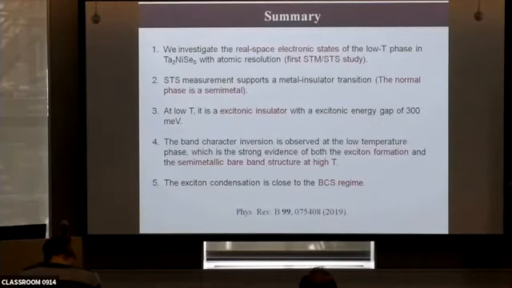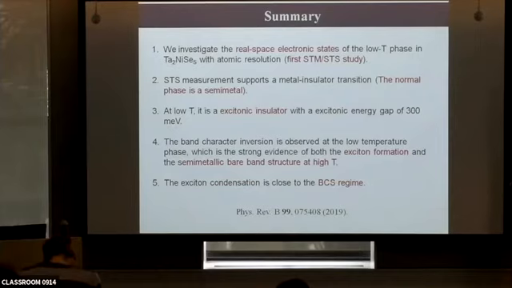So this is our summary. First, we investigated the real space electronic structure for the first time, and we observed the metal-insulator transition in this system. Also, we measured the energy gap at 300 meV, and we also provide another evidence of the excitonic insulating phase in this system, and we argue that the normal phase is a semi-metal.